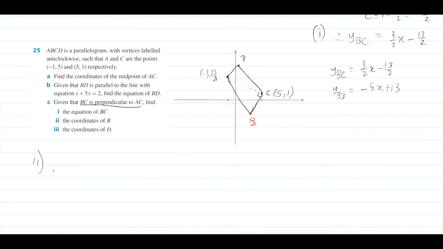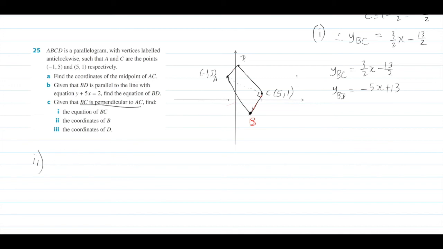Okay, so what does I say? It's asking us to find the coordinates of point B. So, what's the coordinates of this point? Well, we know the line BC over here, and we also know the line BD, as we found earlier. They have a common intersection, and that is point B. So can we solve for B? Yes, we can. Just do your simultaneous linear equations.